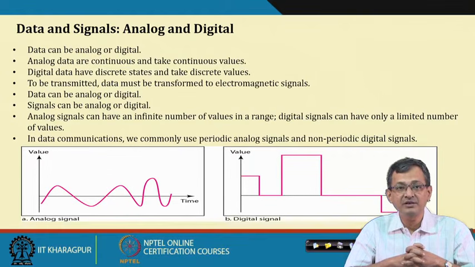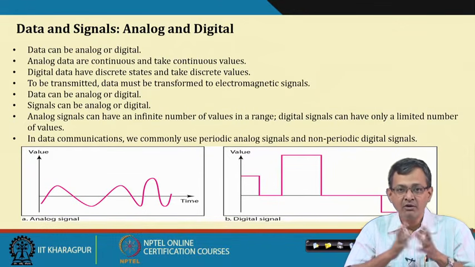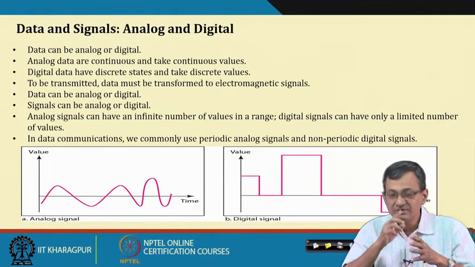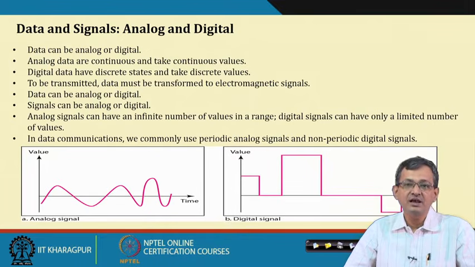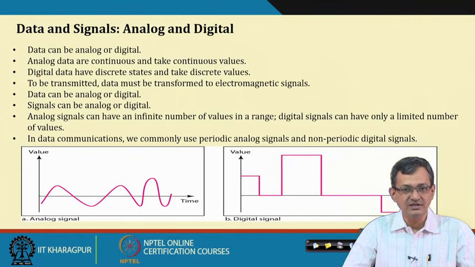So, as I told, data can be analog or digital, signals also can be analog or digital, right. Analog signals can have an infinite number of values in the range. A digital signal can have only a limited number of values within a particular range. In data communication, we commonly use periodic analog signals and non-periodic digital signals, right. That is the thing which we consider mostly. We will see what are the things.